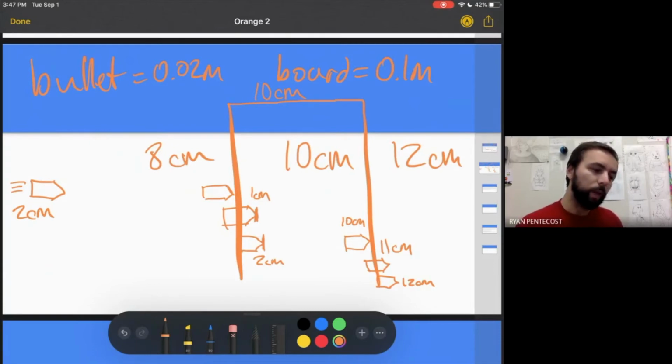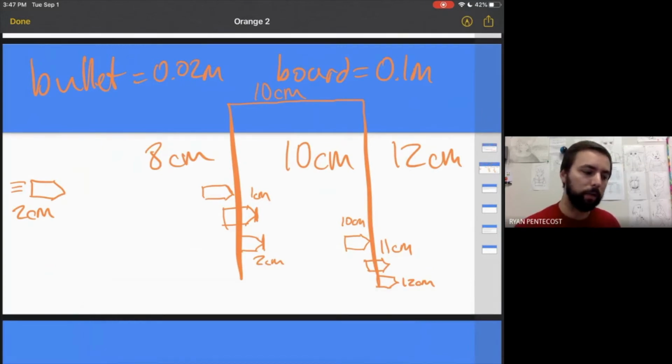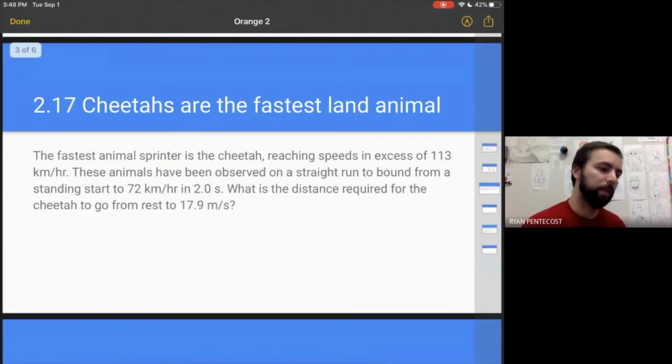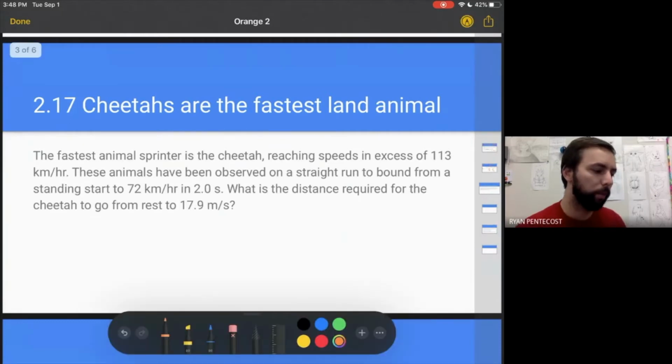But there is some ambiguity here because how long was the bullet actually in contact? Do we need to take into account the length of the bullet? These are all very good questions. And now we'll move on. I'm going to let you guys ponder on that one. Let it fester. And you tell me which one is the real right answer.